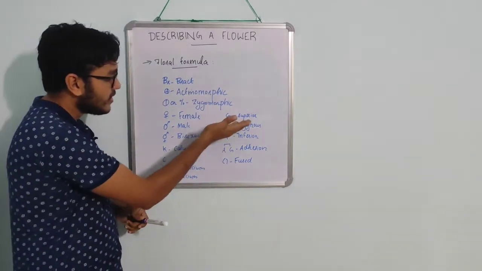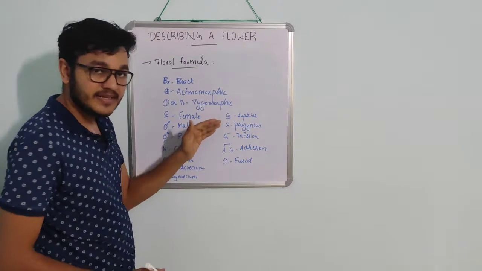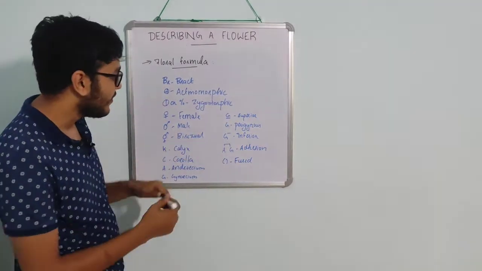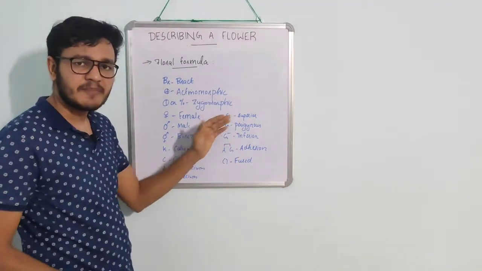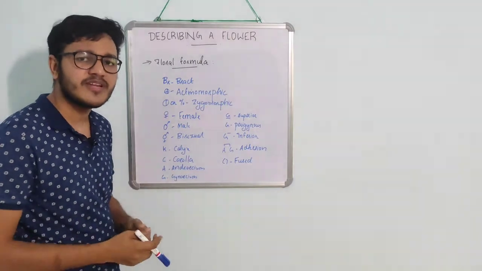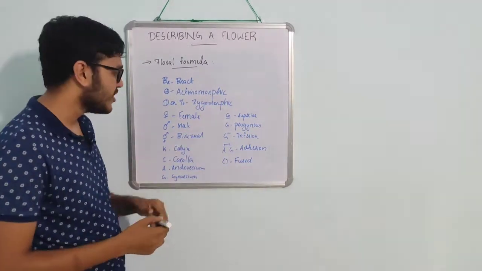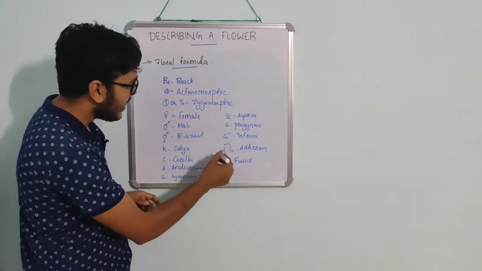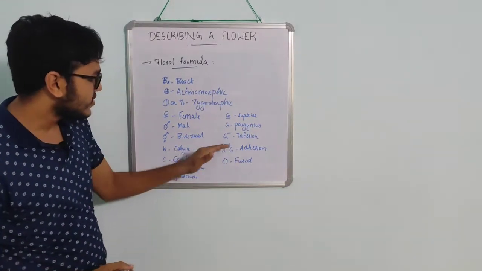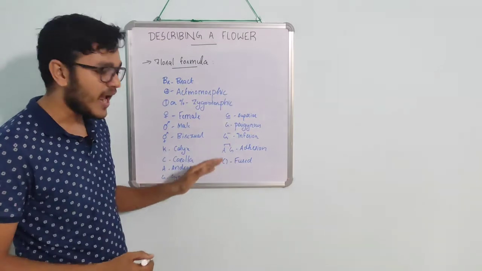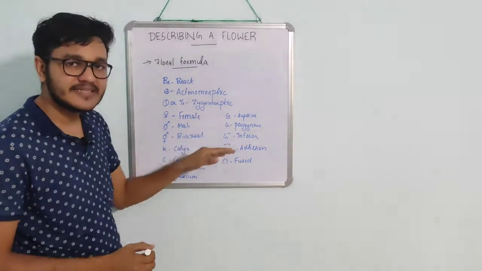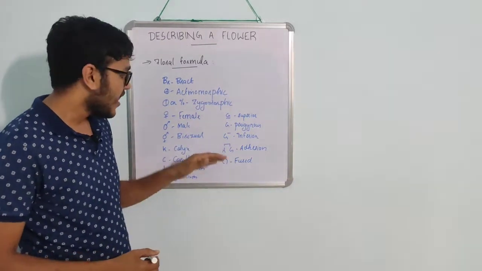And if there is a line under the G, it means the ovary is superior. If the line is in the middle of the G, it represents a perigynous condition or half inferior ovary. And if the line is above the G, it represents inferior condition, inferior ovary. And if there's a line connecting each word, it means adhesion is there. If there's a line connecting A and G, androecium and gynoecium, there's an adhesion.